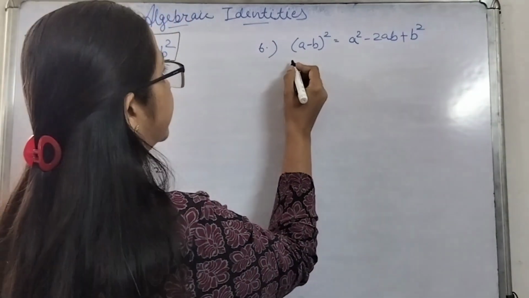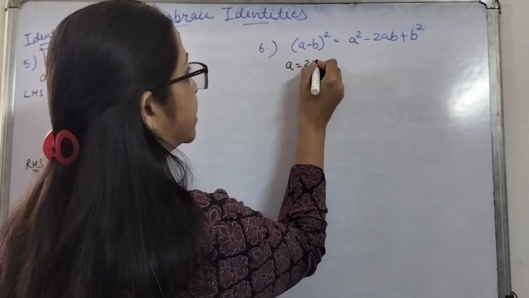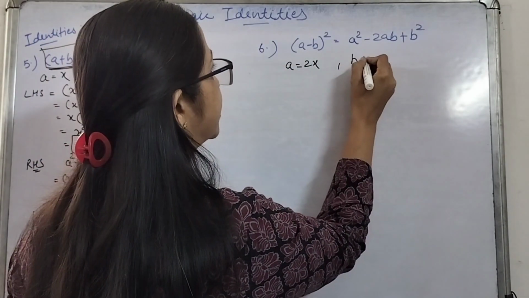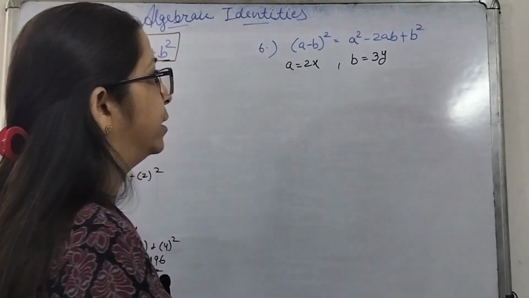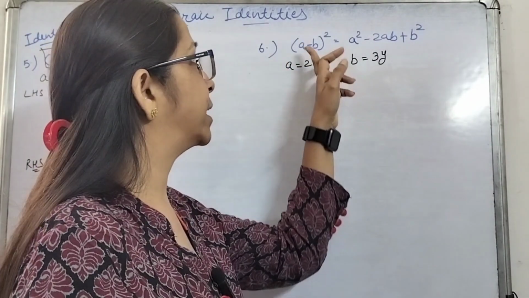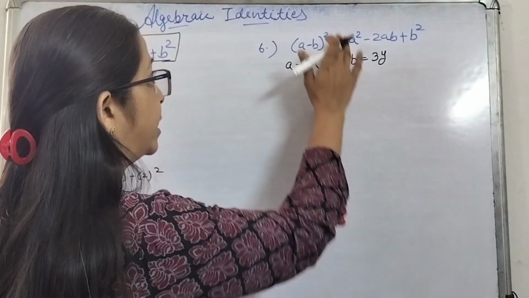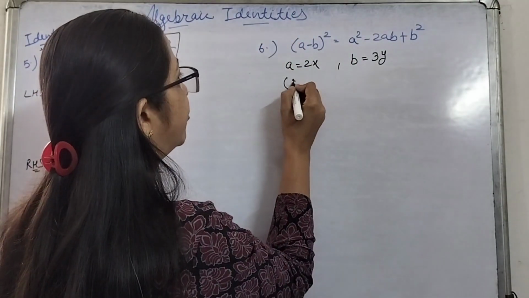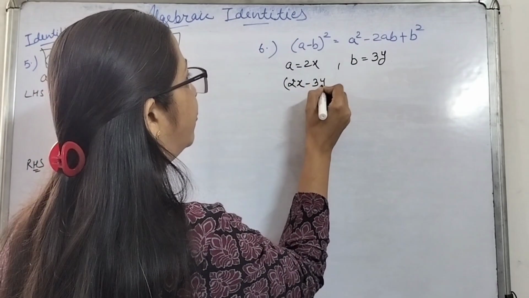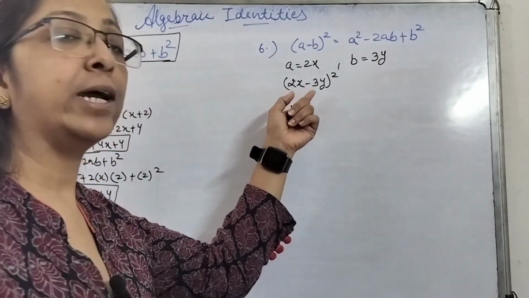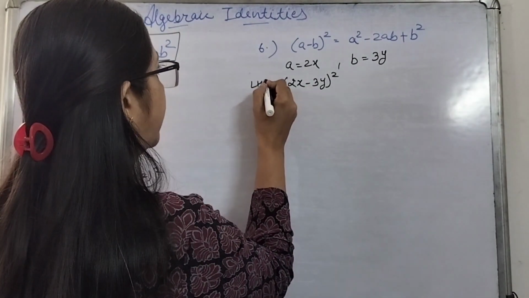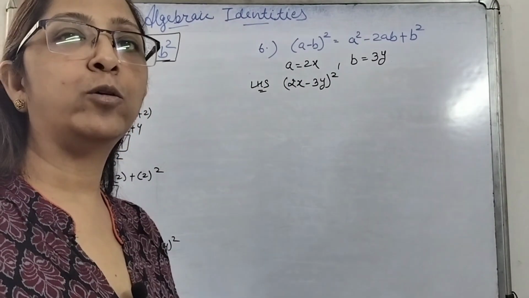Suppose I say that the value of a is 2x and the value of b is 3y. Instead of a, we are taking 2x, and instead of b, we are taking 3y. If this is the case, what will the expression be? It will be (2x minus 3y) whole square. This is your LHS part. What is the LHS part? (2x minus 3y) whole square.